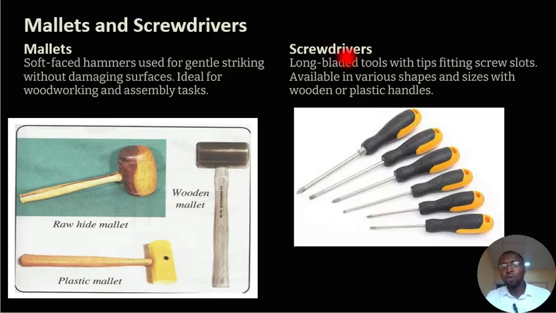This is used for driving screws into wood or metals. Okay, it's a long shaped tool. You consider a sample here with tips fitting the screw slot. This is the tip. Okay, and they come in different shapes and sizes, either in wooden form or in plastic handle. This one here is even a rubber handle. So it has a tip, and the tip is based on the purpose it's made for.